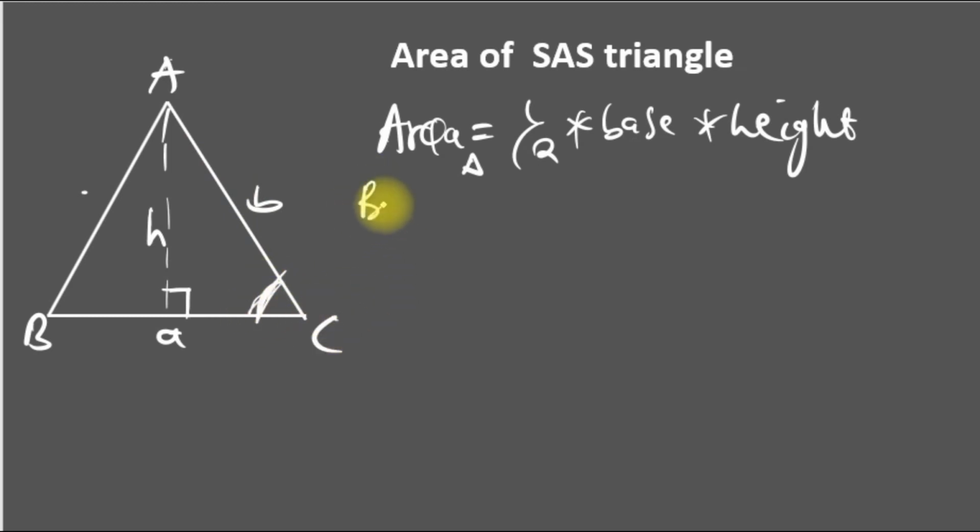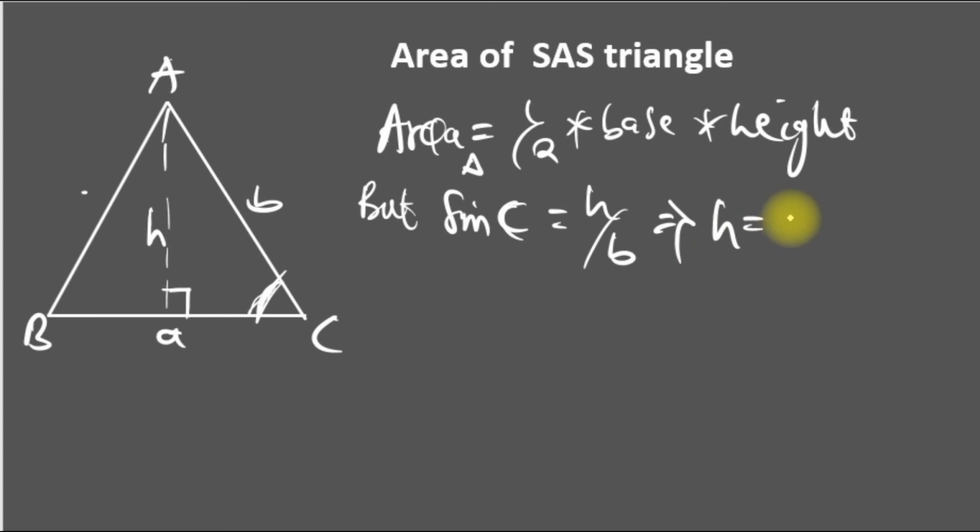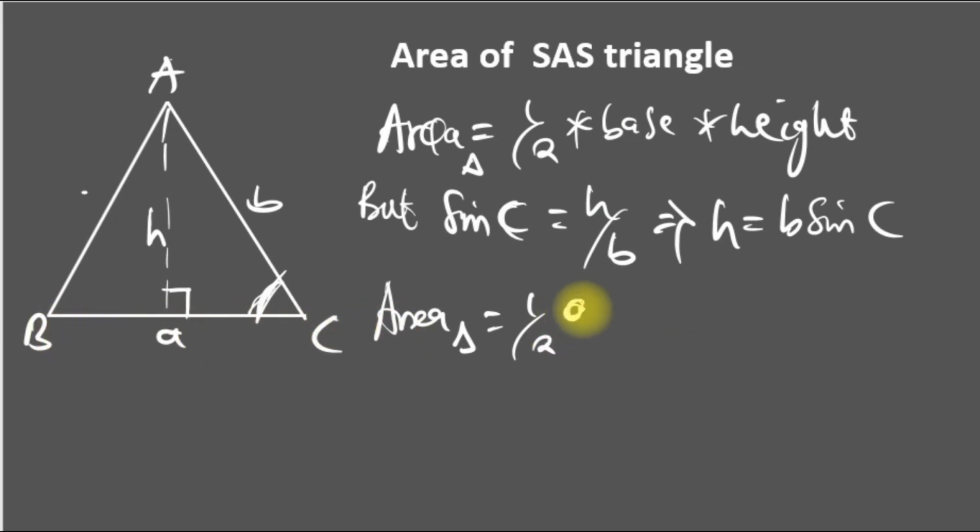But we know that sine relates the hypotenuse and the opposite. So sine C is opposite over hypotenuse, which implies that the height h is b sine C. Therefore, the area we are looking for is half base. Our base is a. Remember, height and base are always perpendicular. So half a times height, and the height is b sine C.